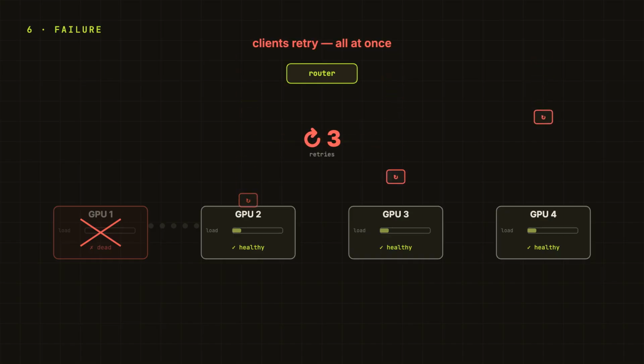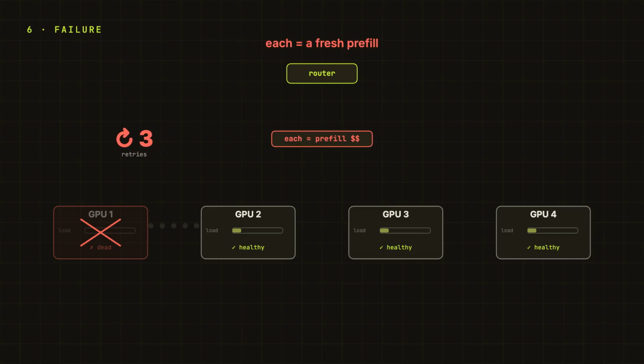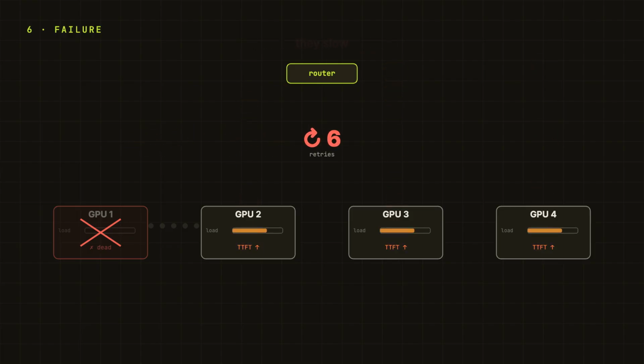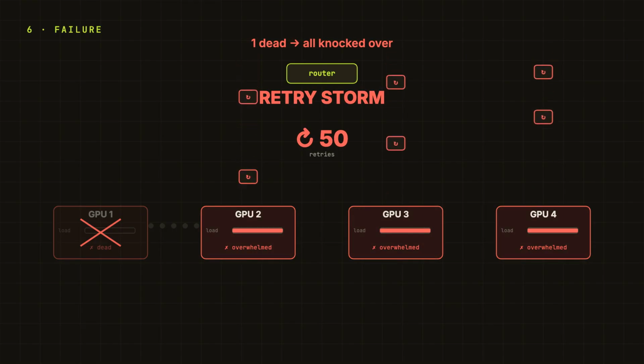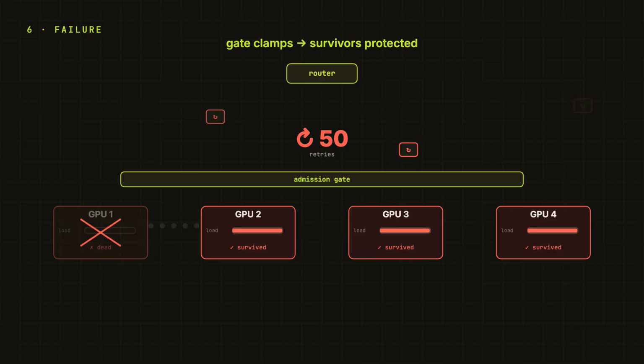Those requests just died. The clients retry them all at once, and each retry is a fresh, expensive prompt reading job, landing on workers that are already busy, which slows those workers down, which makes more requests time out, which triggers even more retries. That's a retry storm. One dead GPU and the retries alone can knock over all the healthy workers behind it. And this is exactly where that admission gate earns its keep. It clamps down and protects the survivors from the stampede.